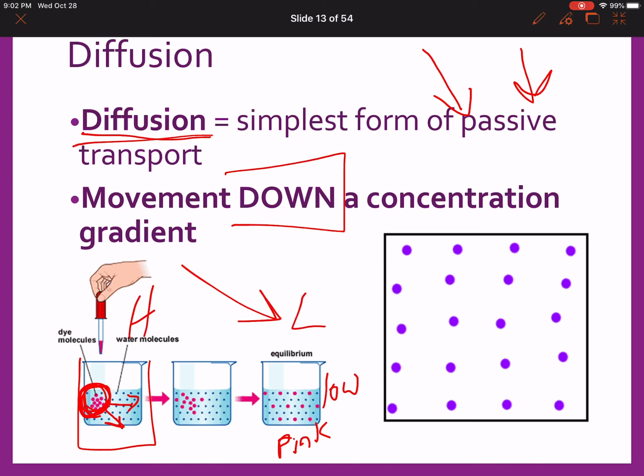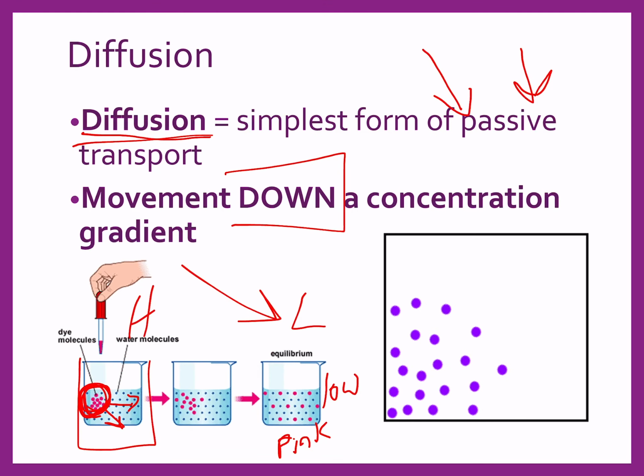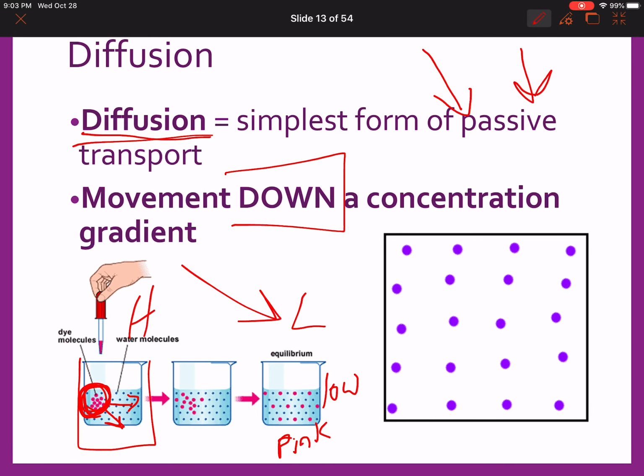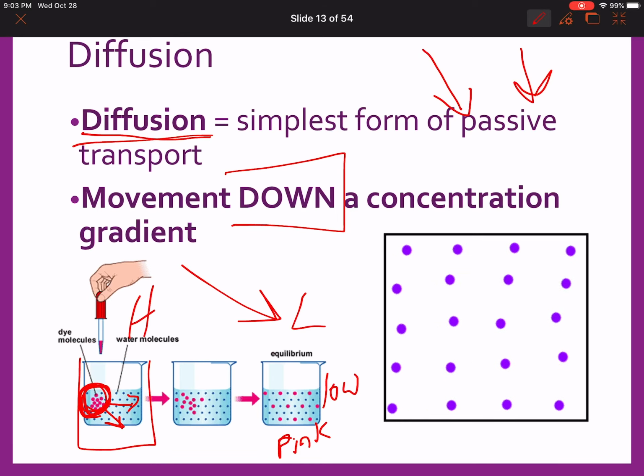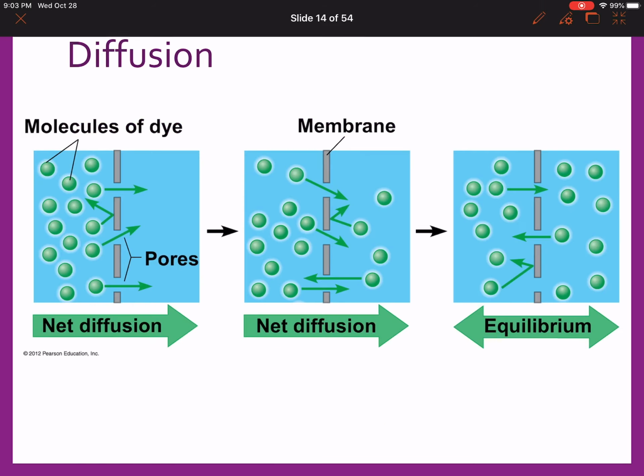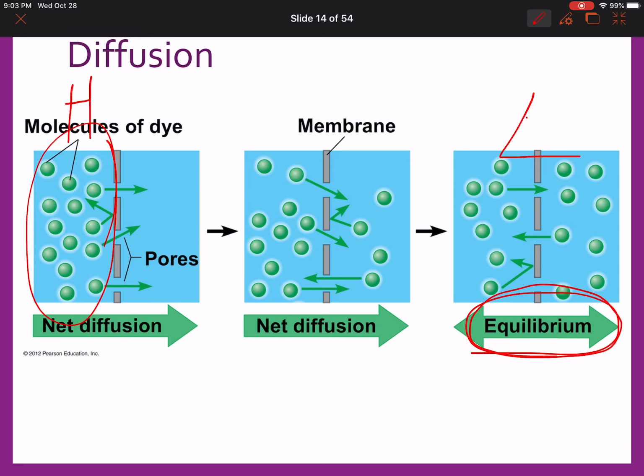Now where'd the animation go? The animation was cute. There's the animation. High concentration spreading out to an equal low concentration. So high here in the corner, spreading out. Picture the same idea. High concentration, spreading out, moving to equal low concentrations. Diffusion stops when it hits equilibrium, when there is no more high or low, and everything is equal.